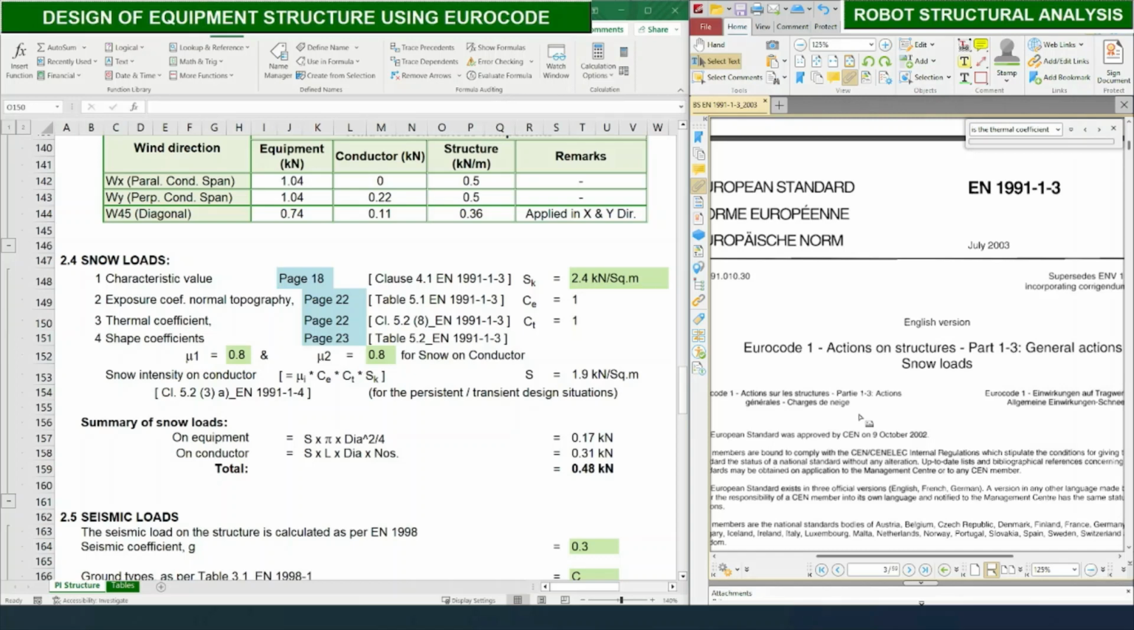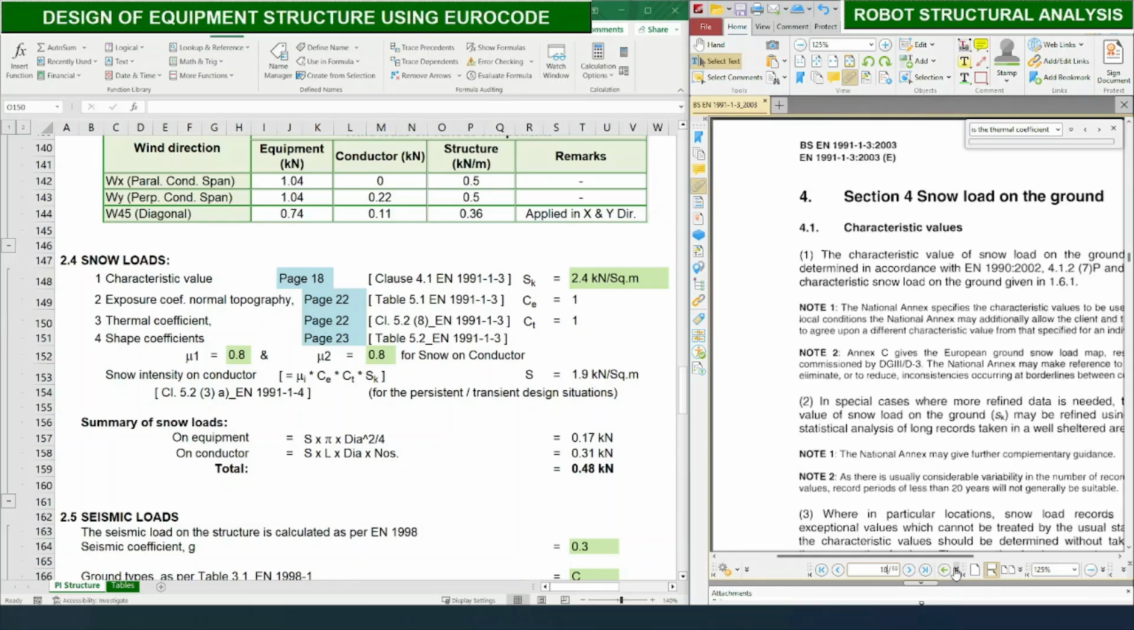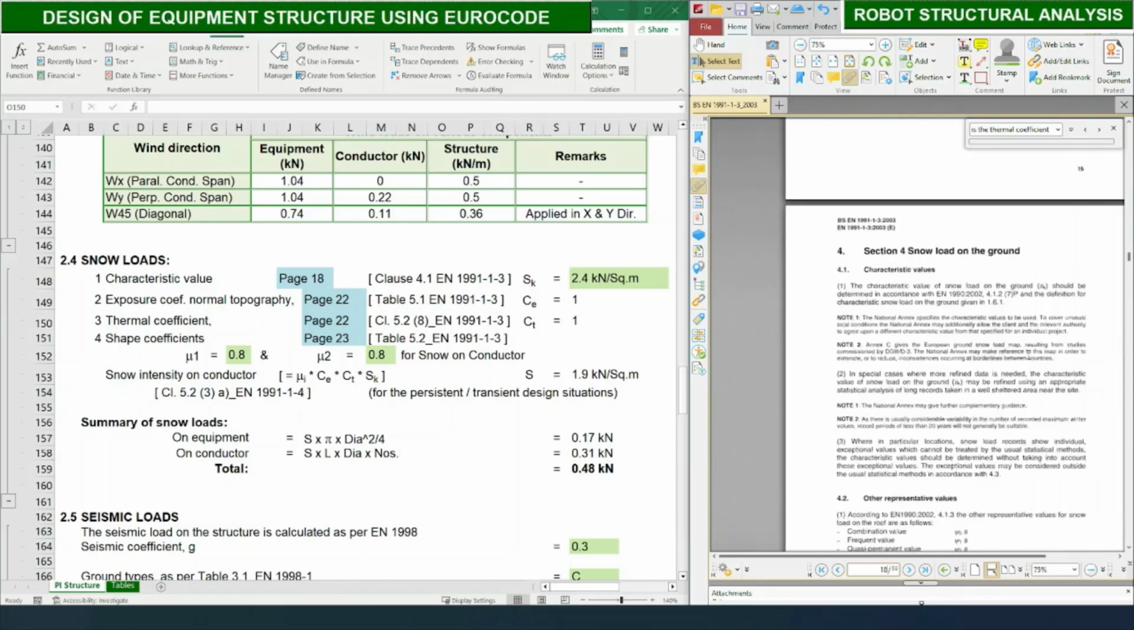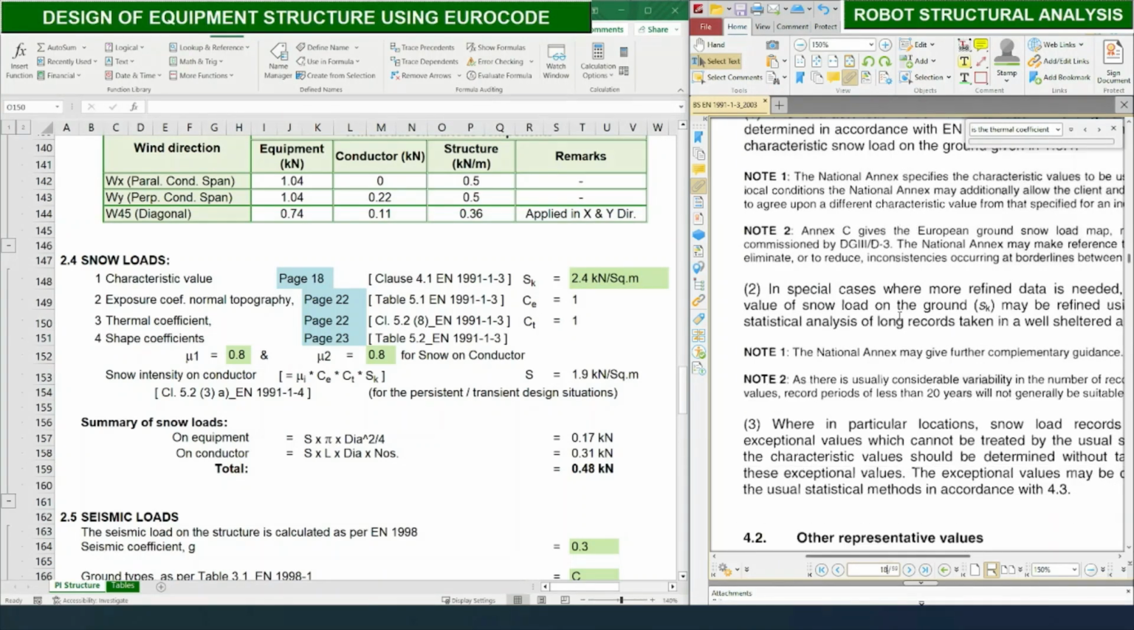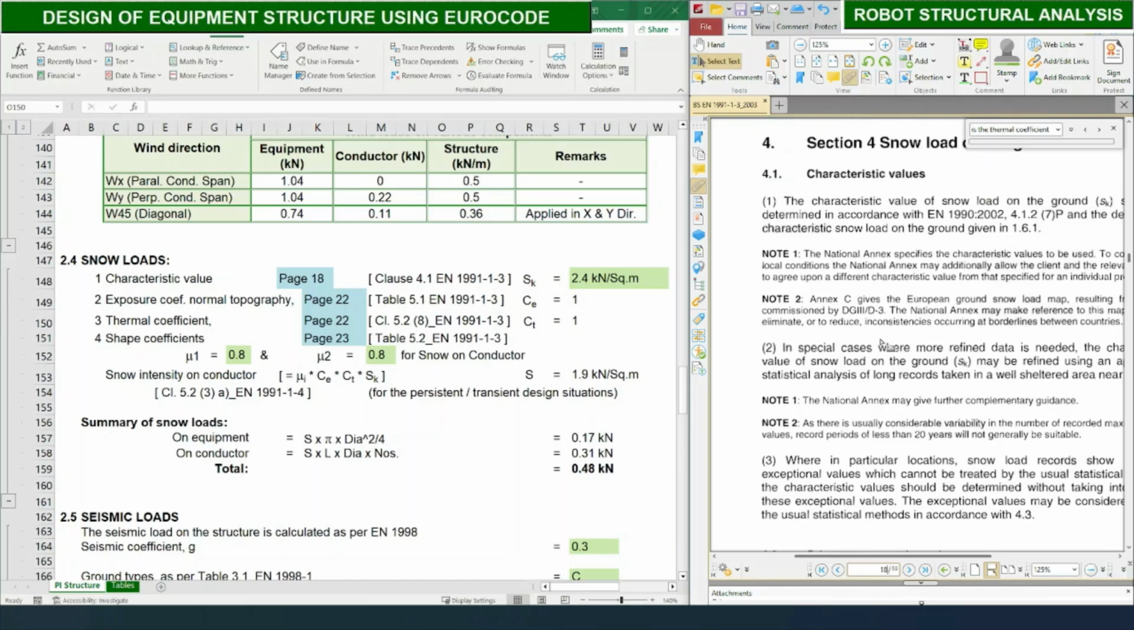In the left-hand side is the Excel calculation, and in the right-hand side it is a PDF file of EN 1991 part 1 section 3. The definition of the characteristic value for snow loads is given on page 18, clause 4.1. For this characteristic value, we need to refer to the national annexure. For our calculation purpose, we can consider 2.4 kilonewton per square meter.